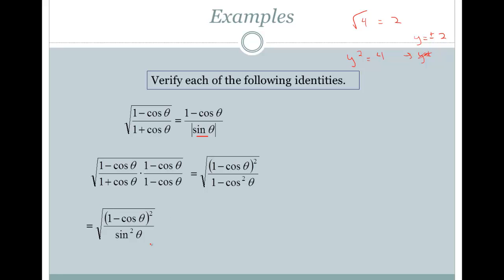Okay, so here, the top is going to be 1 minus cosine theta over the absolute value of sine theta. Remember, 1 minus cosine theta can never be negative. That's why I don't need an absolute value here, because the maximum value of cosine is going to be equal to 1. Okay, let's do one more example.